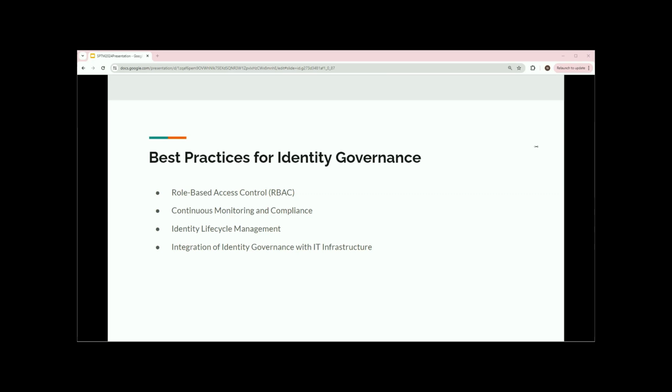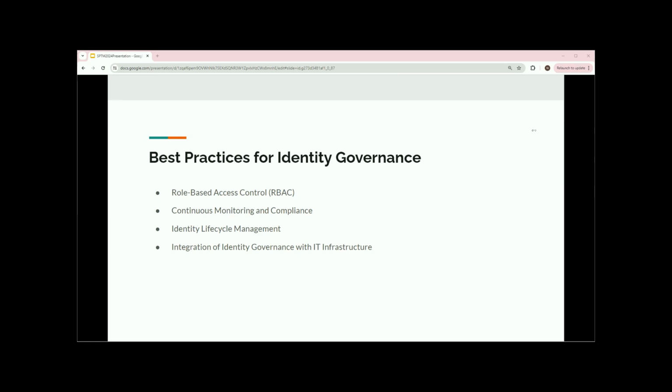RBAC also allows organizations to more effectively implement the principle of least privilege, which means that by using RBAC, users are granted only the permissions necessary to perform their job duties and no more. This approach minimizes the potential damage that can occur if an account is compromised. As an attacker, you will have access to a limited set of resources.